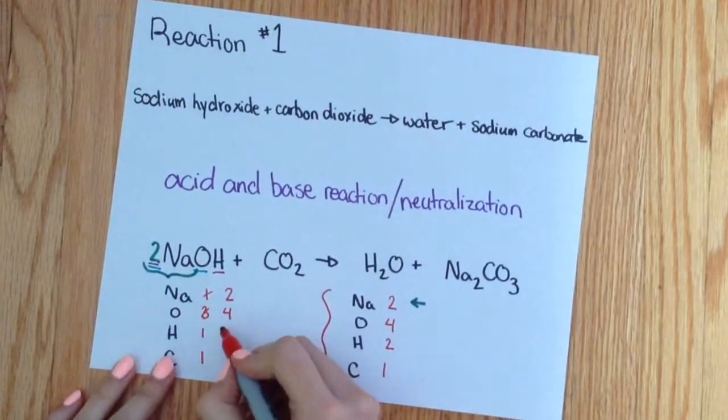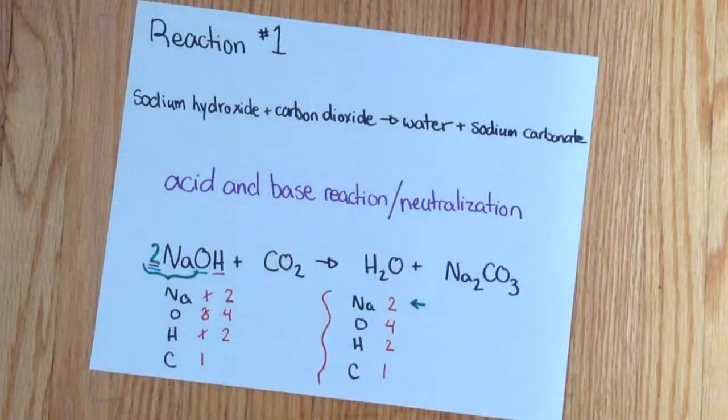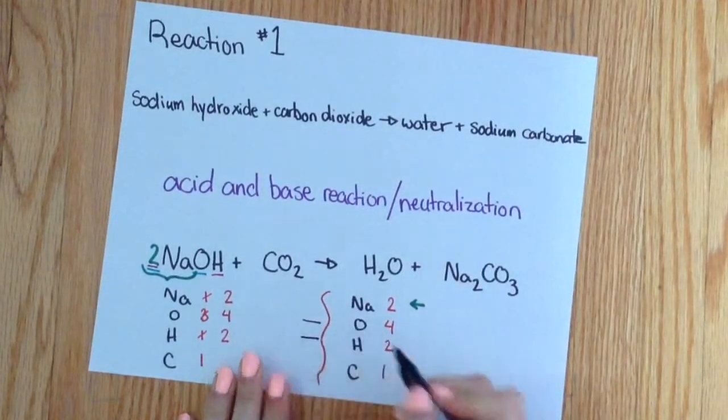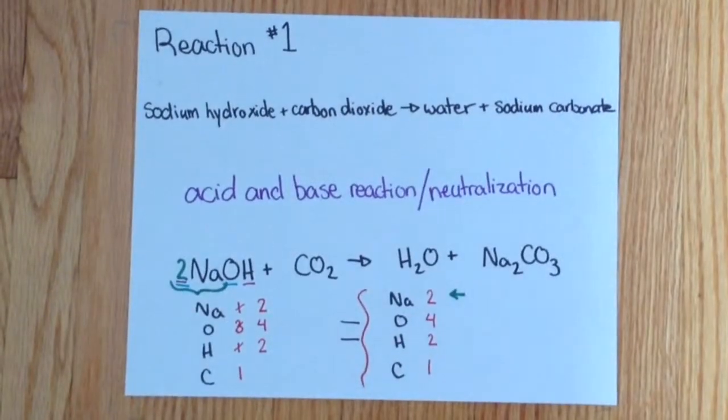But it all works out because you now have 2 sodiums on the reactant side and the product side, 4 oxygens on the reactant side and the product side, 2 hydrogens on the reactant side and product side, and 1 carbon on the reactants and products. This means you now have a balanced equation because the products and reactants have an equal mass.